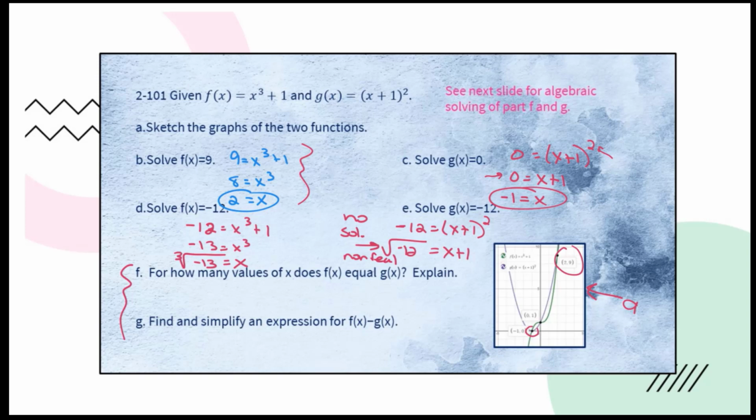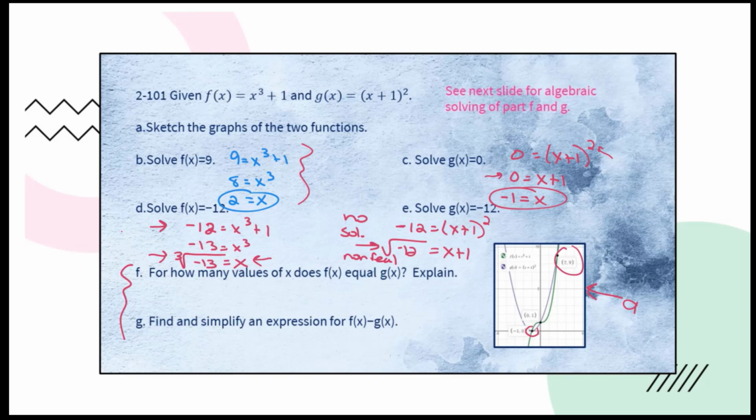Then on part D, D is square root of 3. Now, we're not going to look at this on the graph, but I still set it equal algebraically. Negative 12 equals x cubed plus 1. Then I solve it by subtracting 1, and then I take the cube root of a negative 13, which is totally fine. You can do an odd root of a negative number. You just can't do an even root of a negative number because that's imaginary. So this would leave x equals the cube root of negative 13.